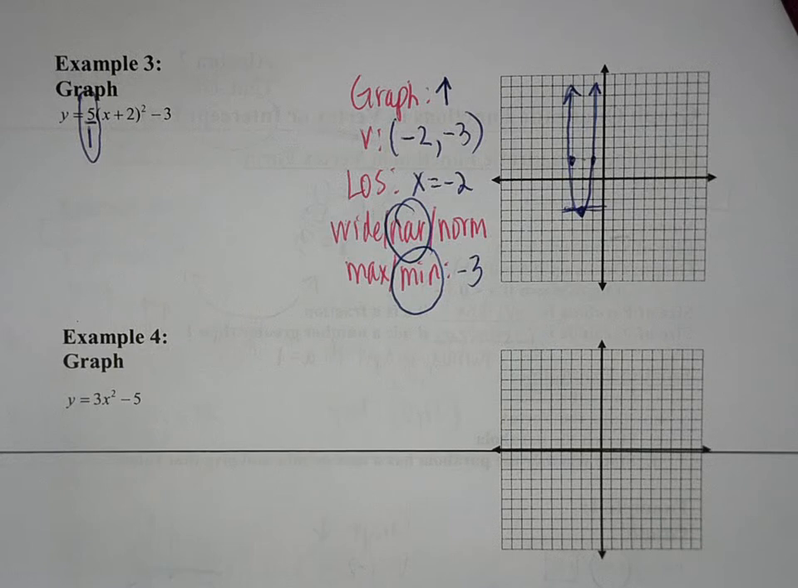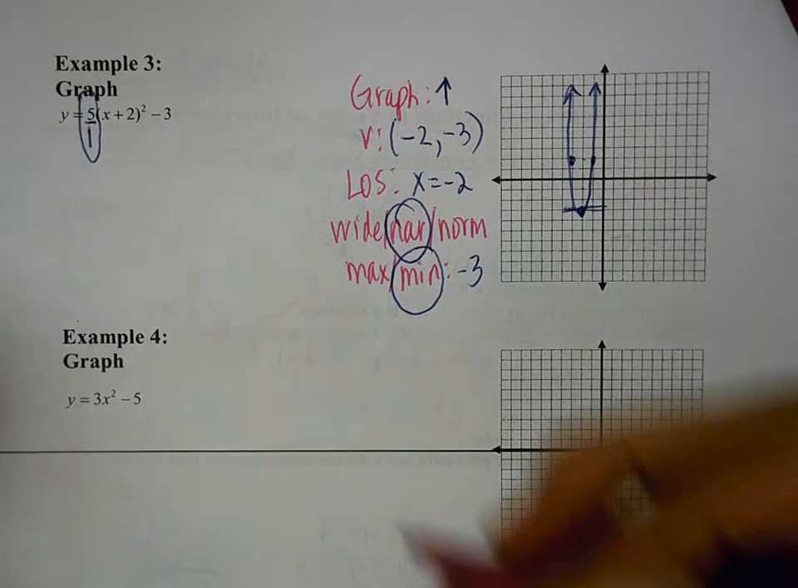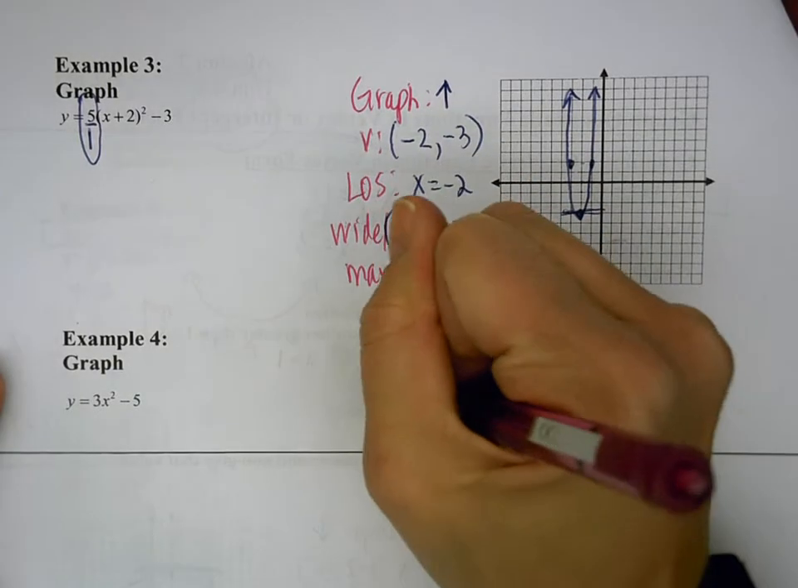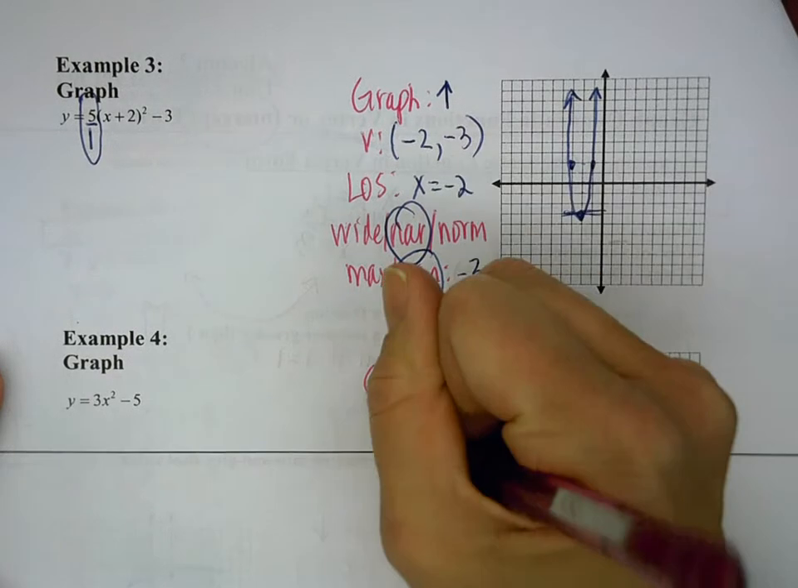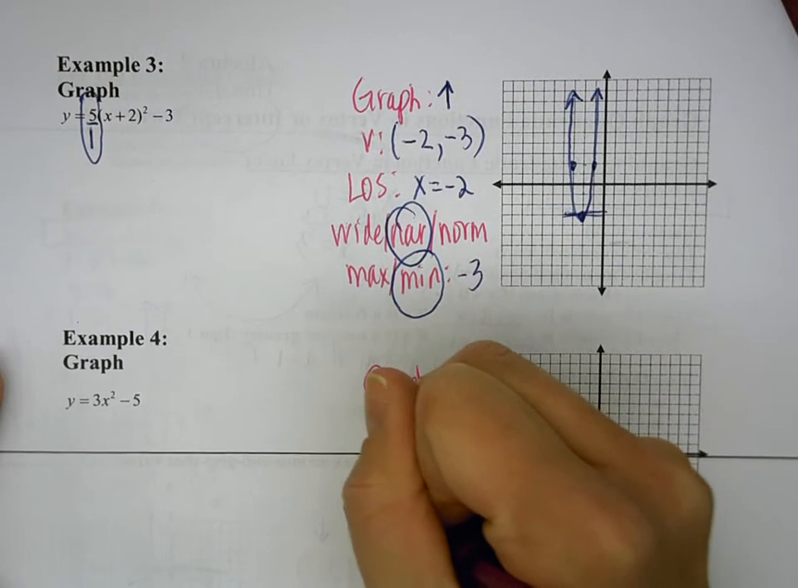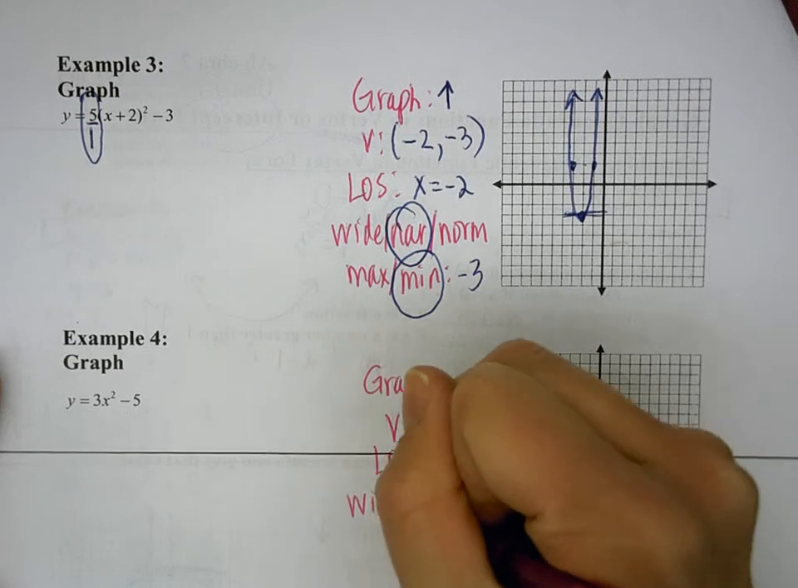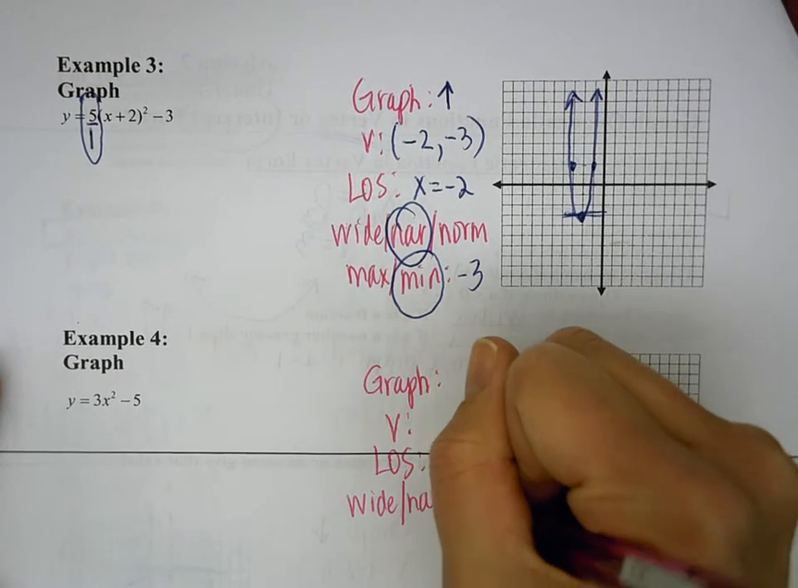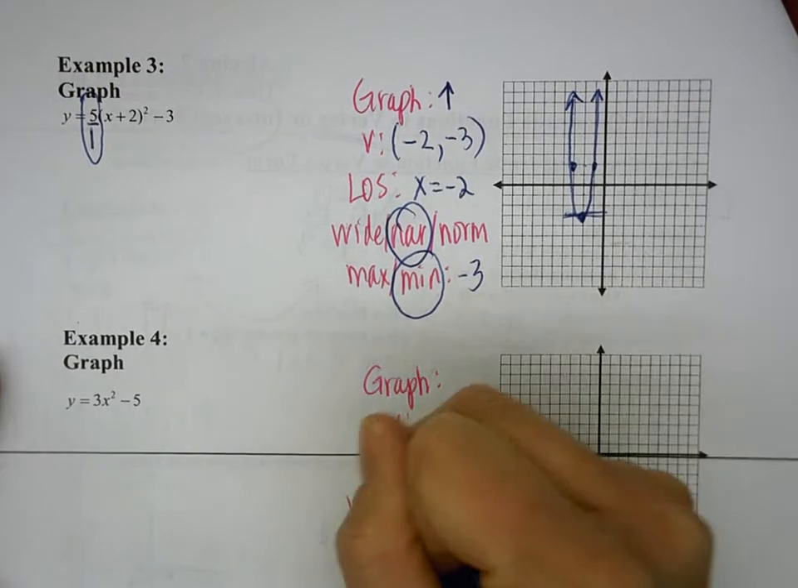Questions on example 3? Okay, example 4 is slightly different. If you notice, what is it missing? It's missing parentheses. Does anybody think they know what happens when there aren't any parentheses like that? But there's an x squared term?